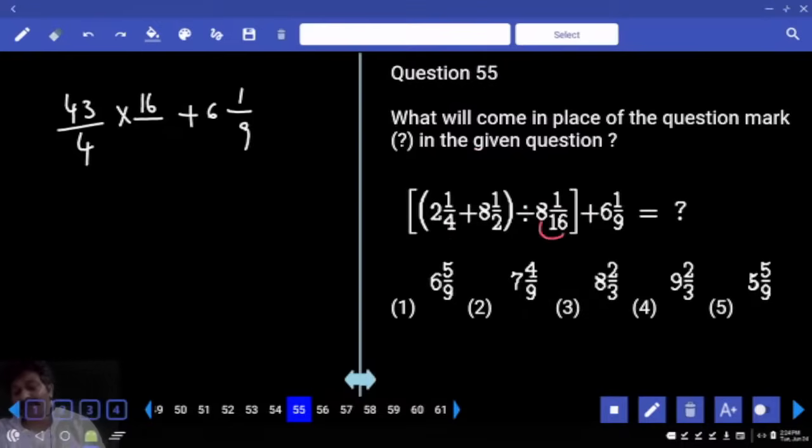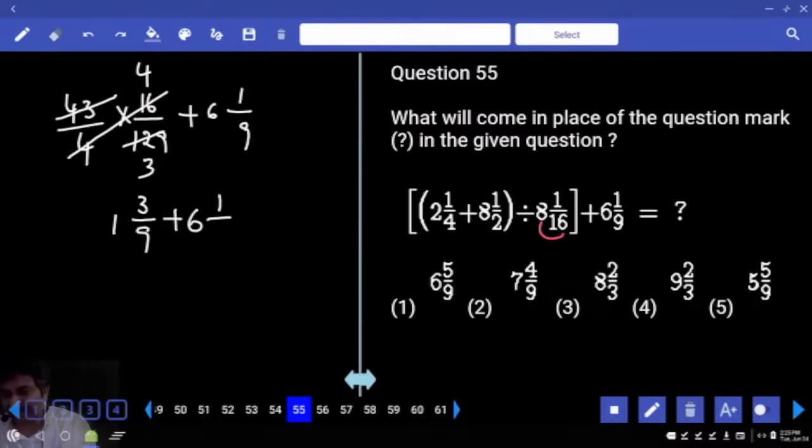8 18 times, 8 16 times 64, 2 times 128 plus 1, 129. So here it will be 129. 43 3 times, 4 4 times, 4 by 3 can be written as 1 1 by 3. 1 by 3 I'll write as 3 by 9 plus 6 1 by 9, 7 4 by 9. Yes.